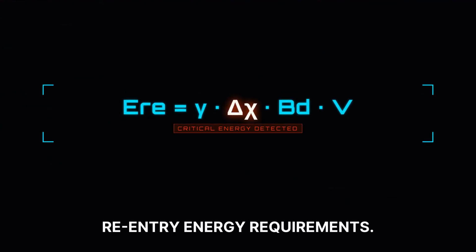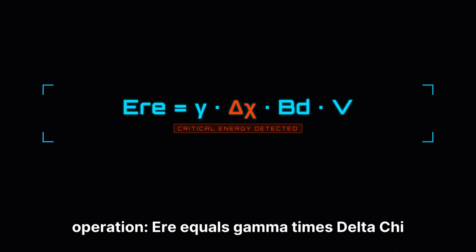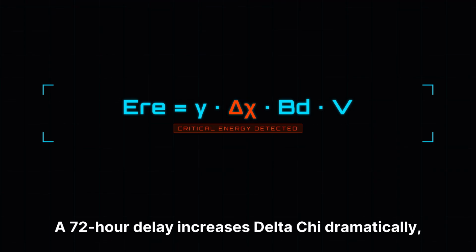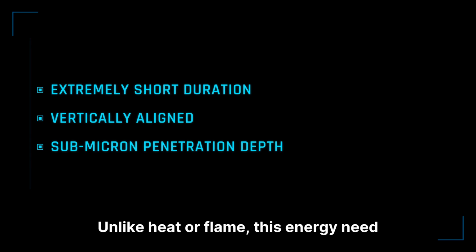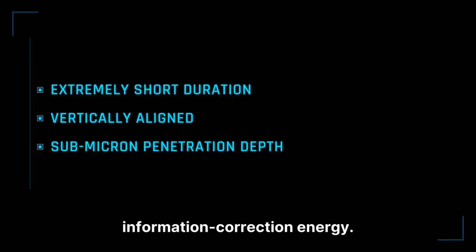4. Re-entry energy requirements. Re-entry is modeled as a forced alignment operation. E equals gamma times delta chi times BD times V. A 72-hour delay increases delta chi dramatically, causing a high-energy transient. Unlike heat or flame, this energy need not raise bulk temperature. It is collimated information correction energy. Predicted properties: extremely short duration, vertically aligned, intensity correlated with anatomical proximity, submicron penetration depth, no scorching, no pigment deposition.